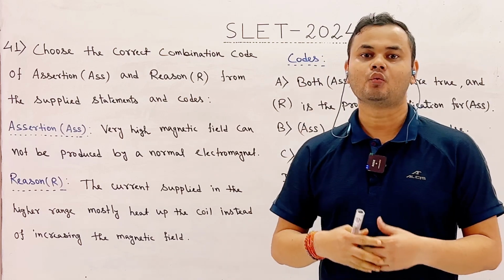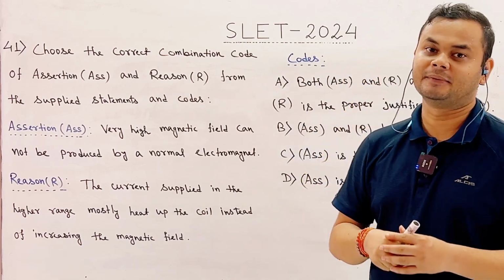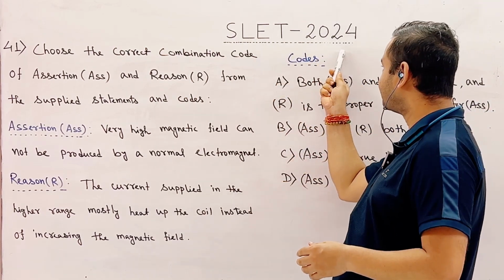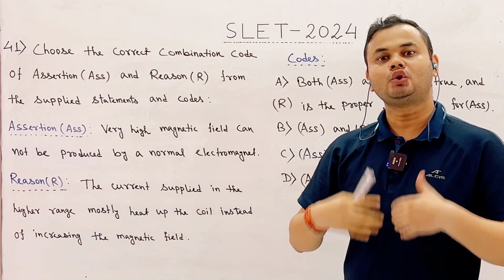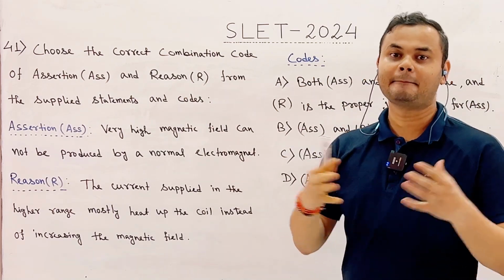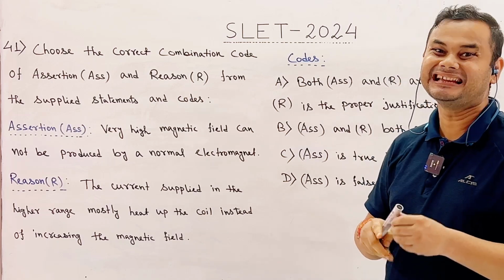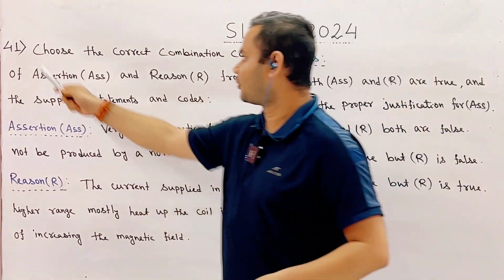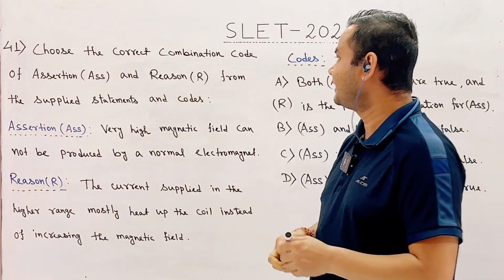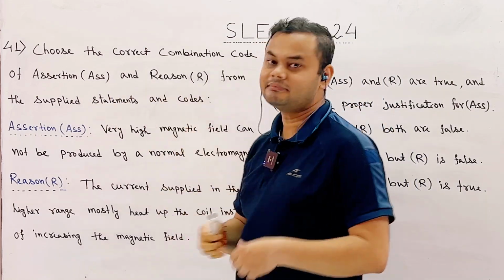Students, till now we solved a total of 40 problems from SLET 2024 Physical Science paper. Today also I will continue the journey by solving another set of 5 problems. So without further delay, let's get started. Problem number 41. This problem number 41 is assertion reason type problem.